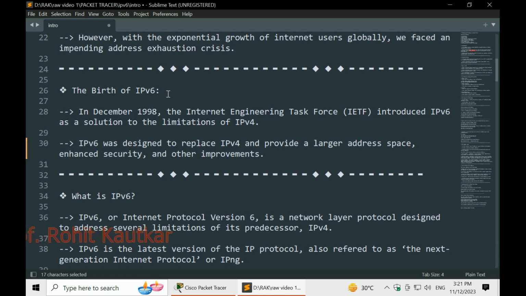IPv6 is designed to replace IPv4 completely, and it provides a quite larger address space as compared to IPv4, as well as enhanced security and a lot of other improvements. Whatever problems and downsides were there in IPv4, they are trying to overcome with the IPv6 version. That's why, as a replacement for IPv4, they proposed IPv6 in 1998.